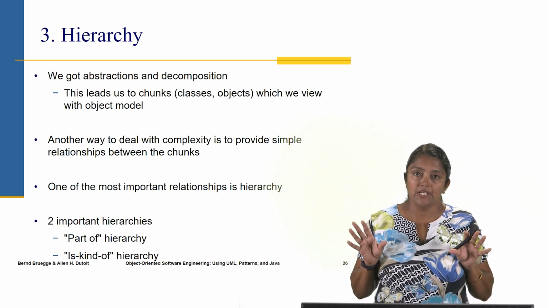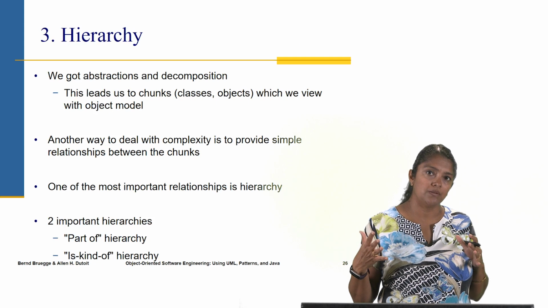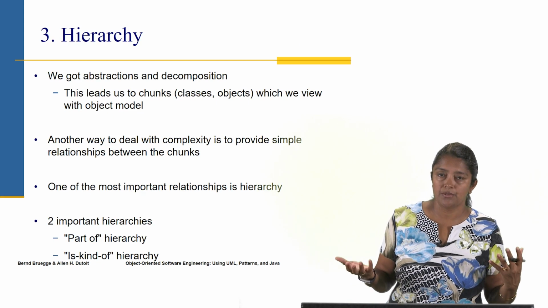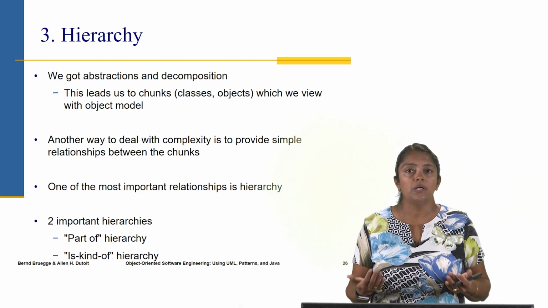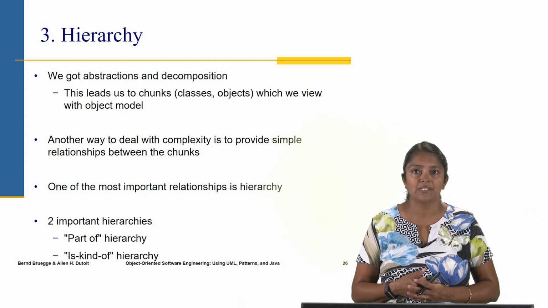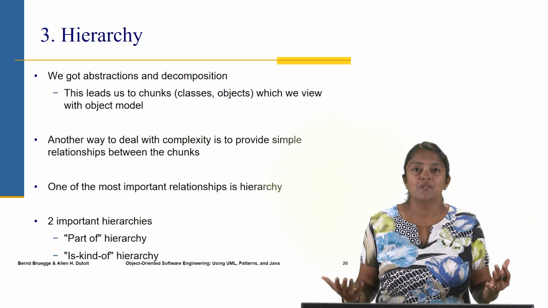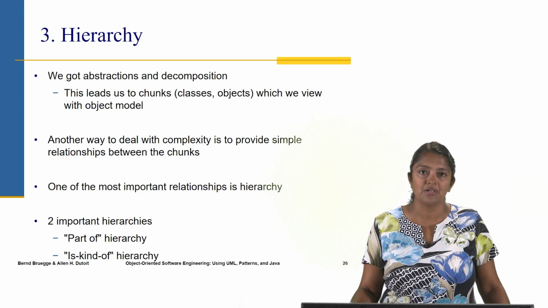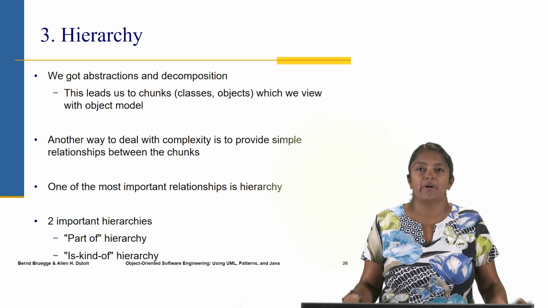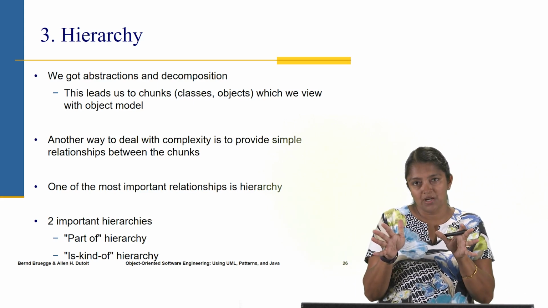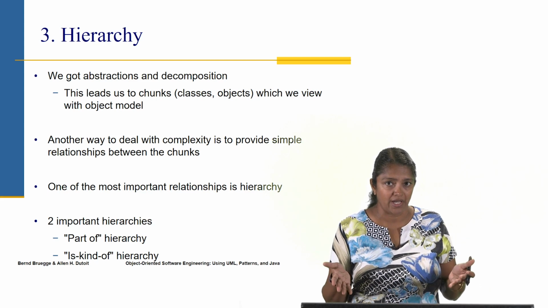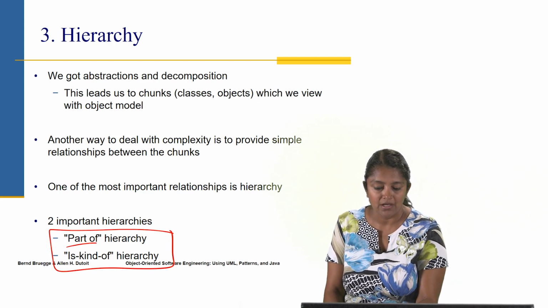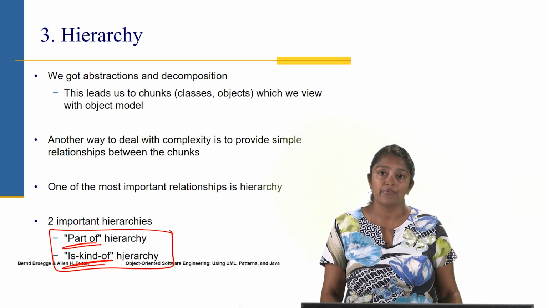Now that we have seen decomposition and how we can do a functional decomposition and object-oriented decomposition, the third way to deal with software complexity is hierarchy. Here we have broken things down into smaller chunks. We want a way to provide some relationships between these chunks, and these relationships can be in the form of a hierarchy. There are two different kinds of hierarchies that we'll look at: part of and is kind of.